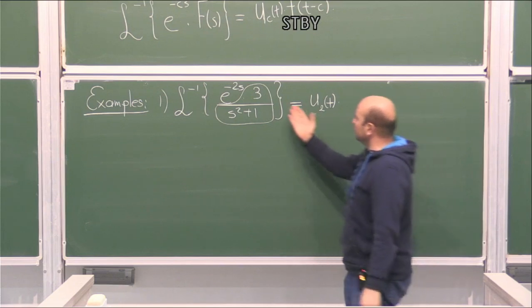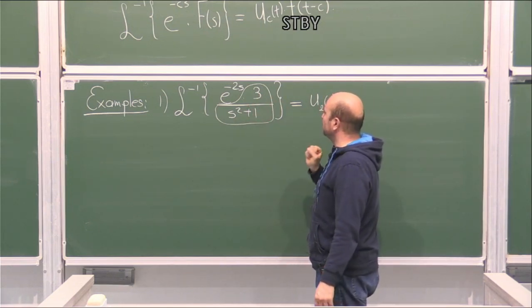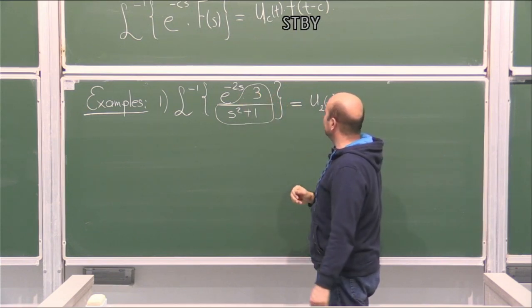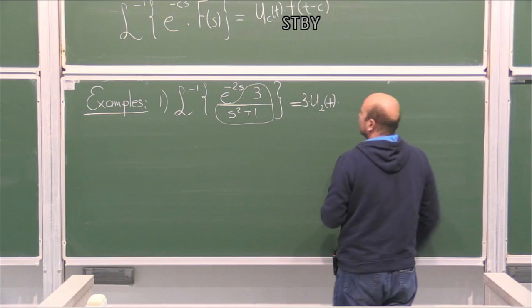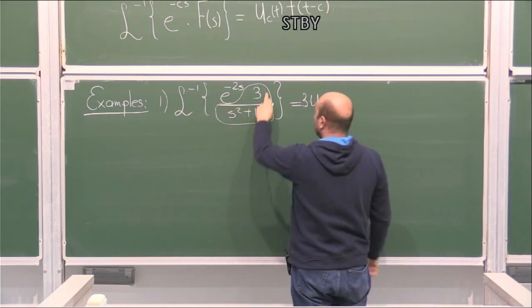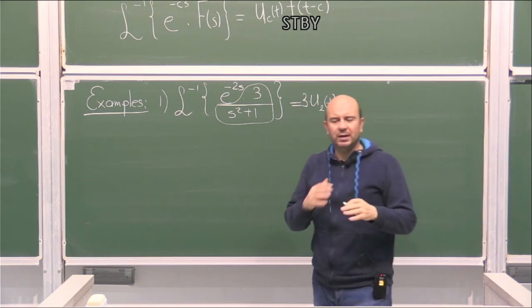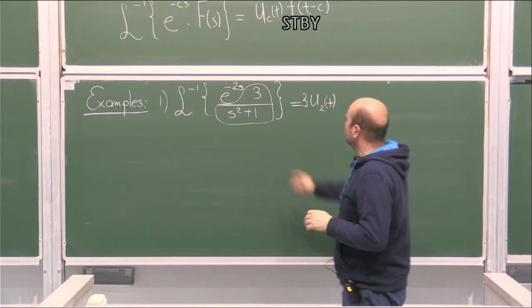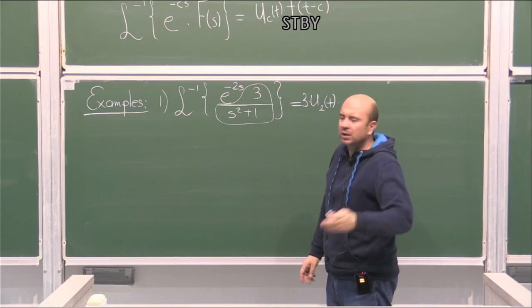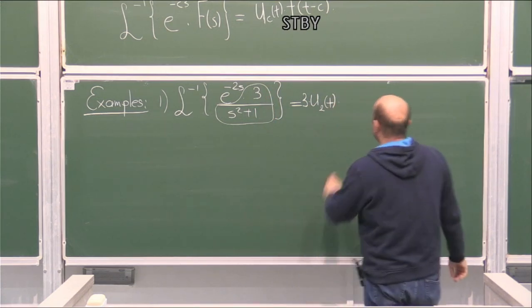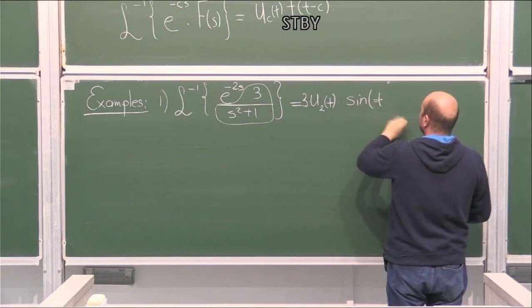Now, I need to look at the rest, which is 3 over s squared plus 1. And we know inverse Laplace is linear, so we don't need to worry about 3 here. I can take 3 out. So it's all about 1 over s squared plus 1. And if you remember, this is the Laplace of the sine function, sine t.